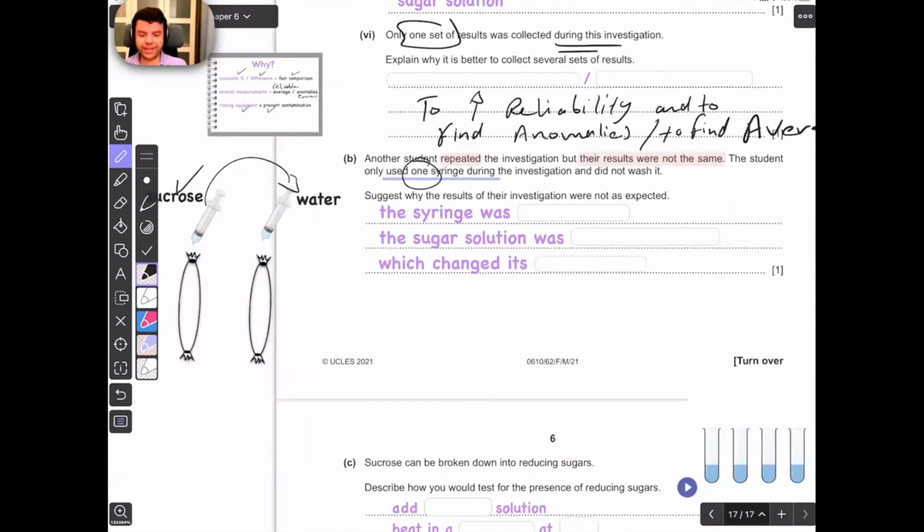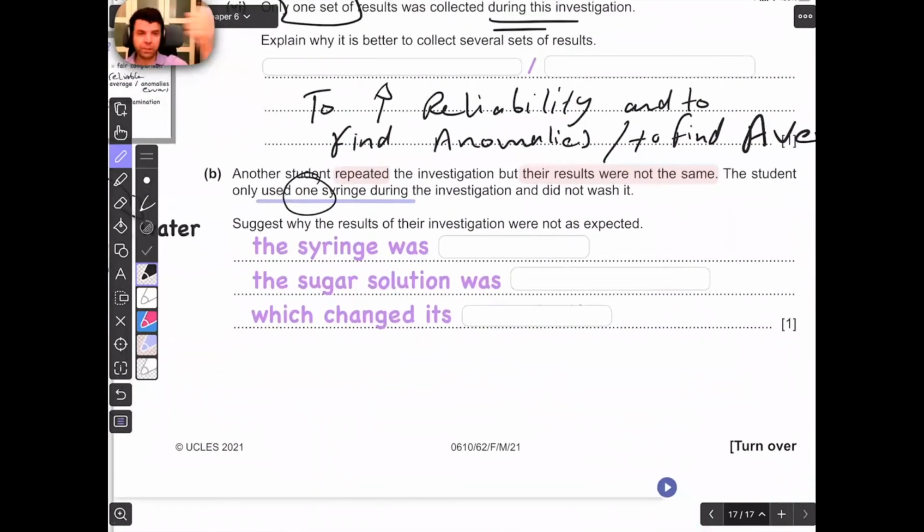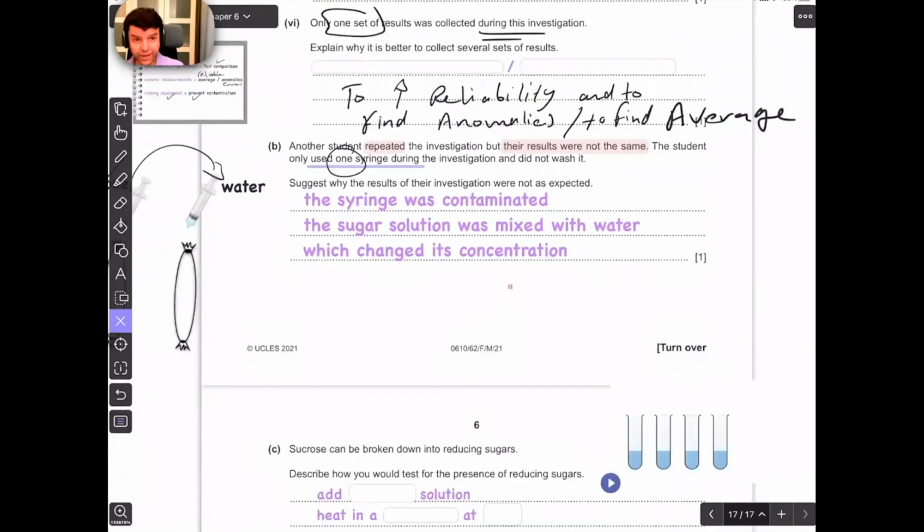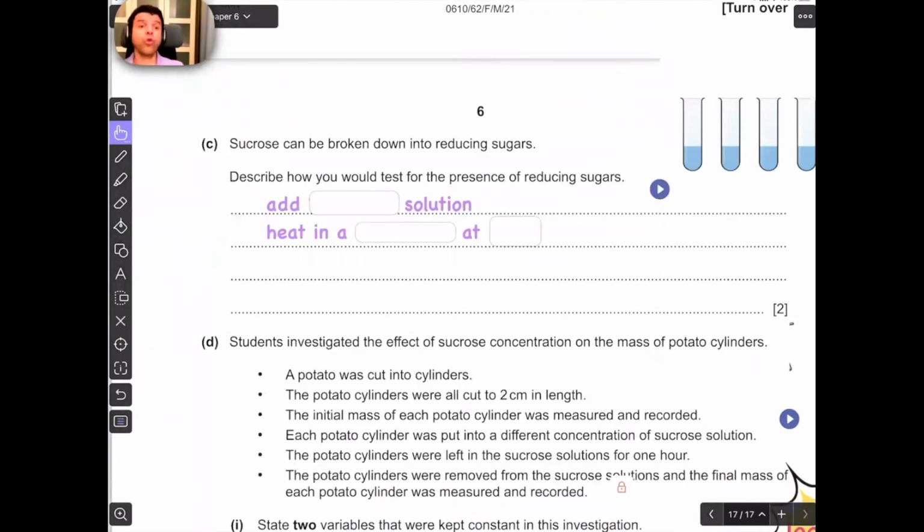We say that this syringe would have a mixture of both solutions. It would have traces of both solutions. What do we call this thing when you're mixing solutions, being messy? We say that this would result in contamination, right? So the sugar solution was mixed with water, and when you mix sugar and water, that would cause a change in the concentration. All right. Any question?